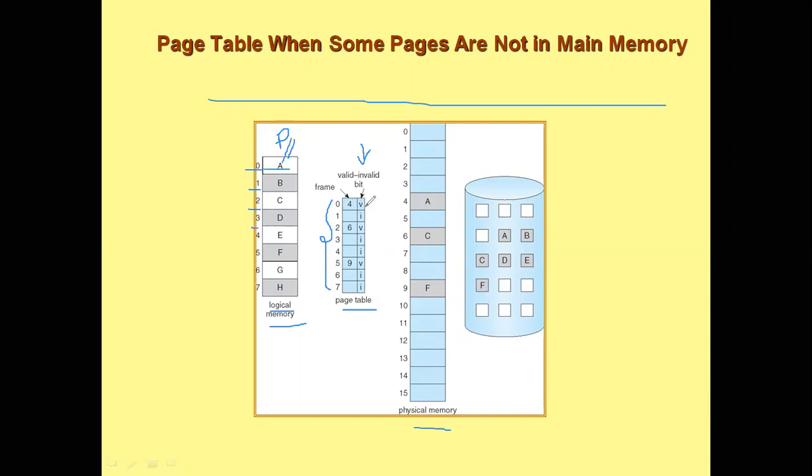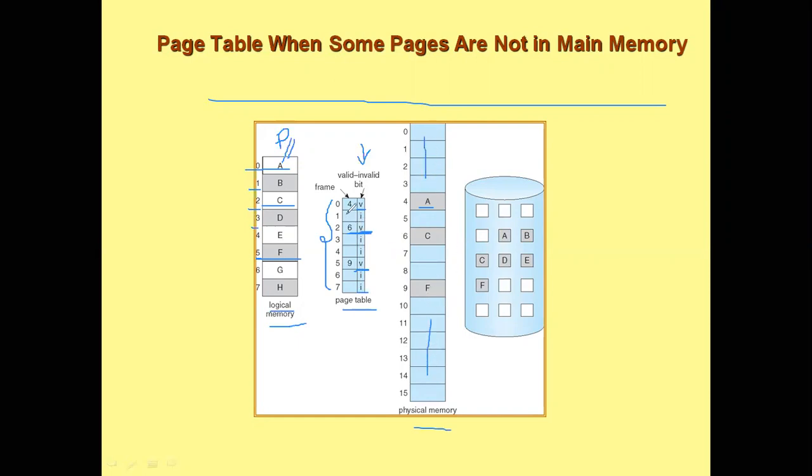The 0th page, which is A, is residing in the main memory. The second page, which is C, is also residing in the main memory. That is why it has been set to V, which is the valid bit. Also, the fifth page, which is F, if you consider from 0 to 7, is also valid because it is in the main memory or the physical memory. And the rest of the pages are set to invalid because they are not found in the main memory.